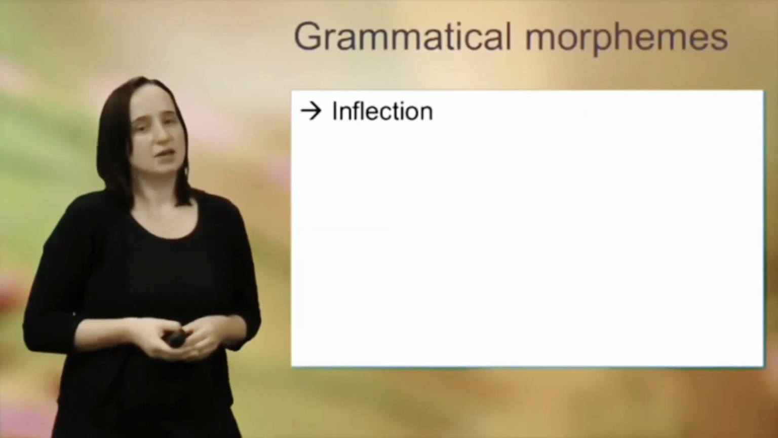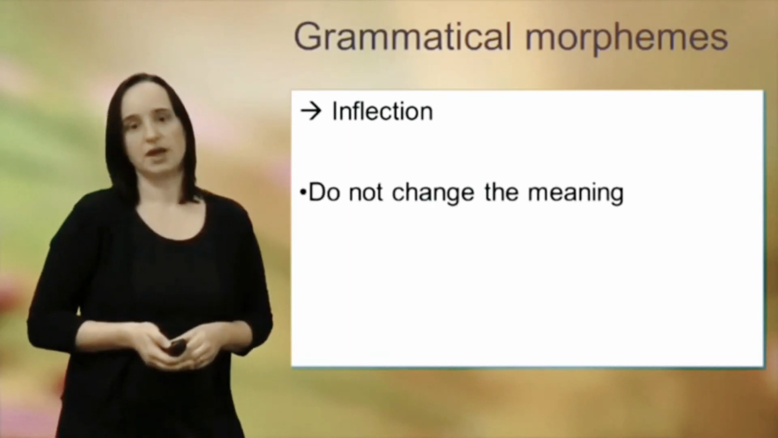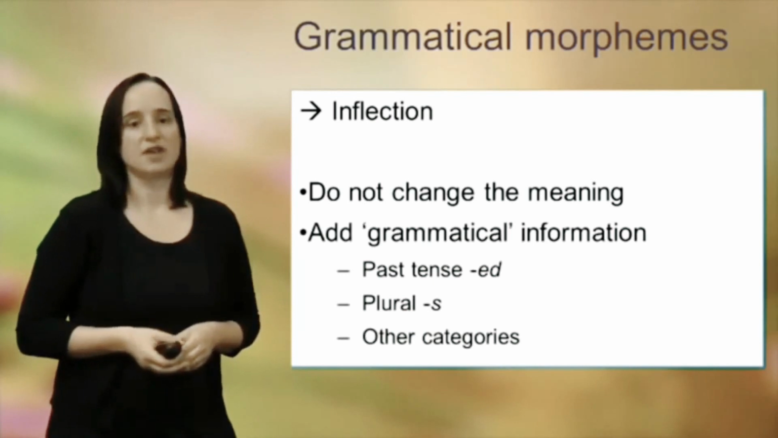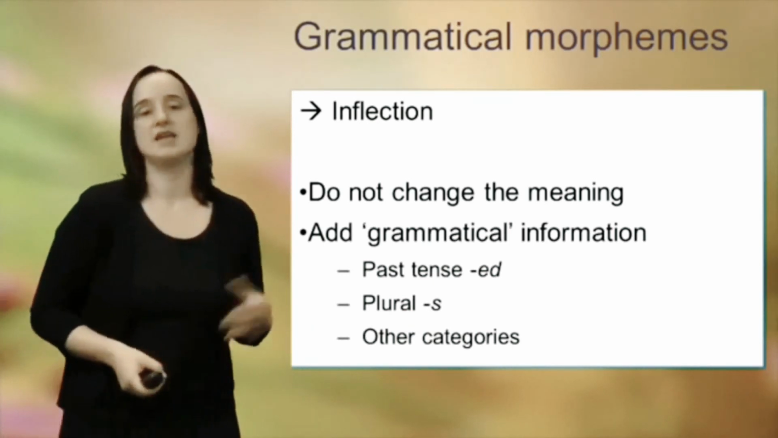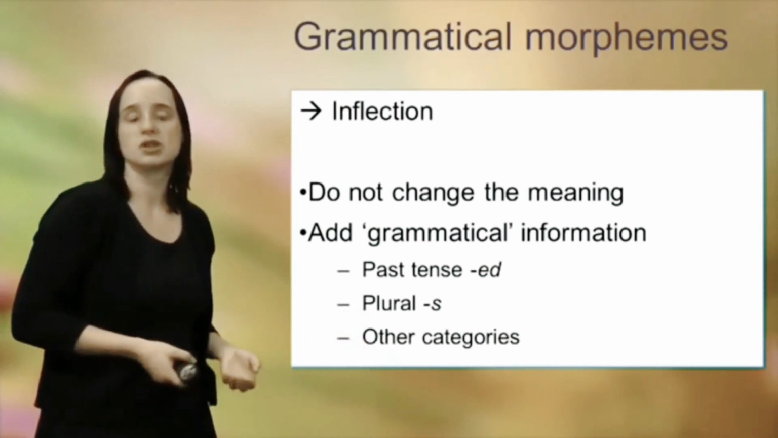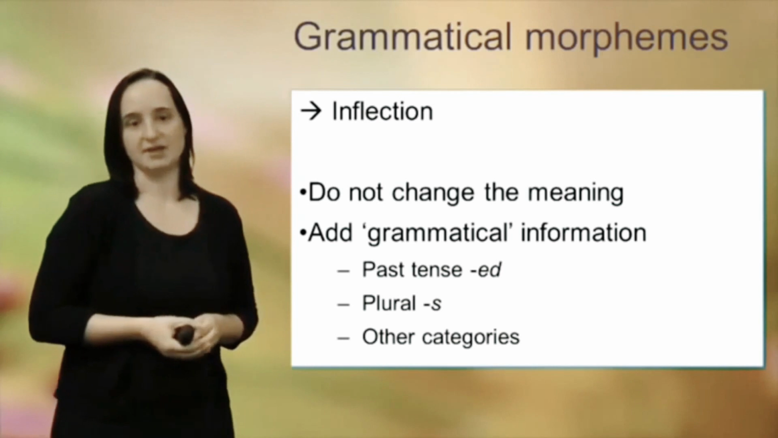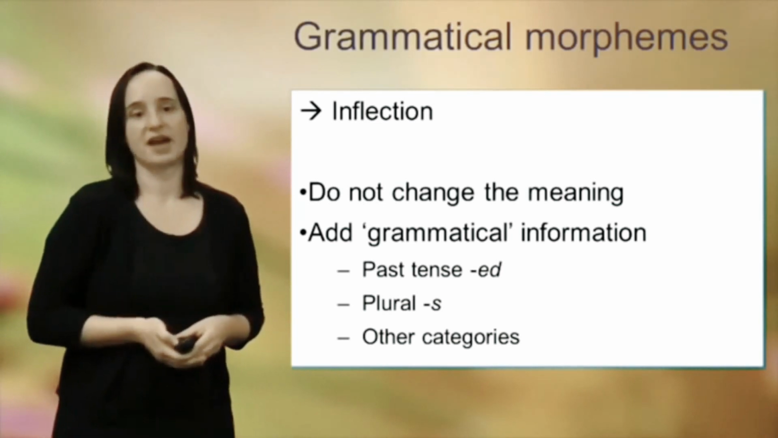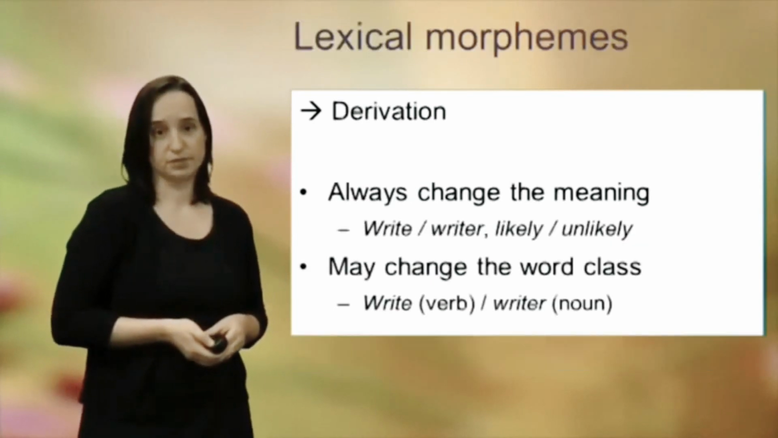Right, so let's start with our grammatical morphemes. This is what we call inflection. The grammatical morphemes do not change the meaning. Rather, they add some sort of grammatical information, as in ed, the past tense, in walked, or the s of houses or apples, the s adding to a noun that indicates plural. And there are lots of other categories that we could list here that would fall under the heading of inflection.